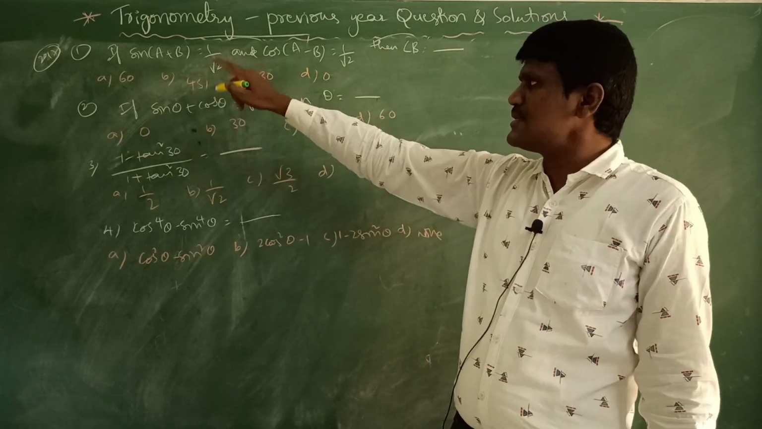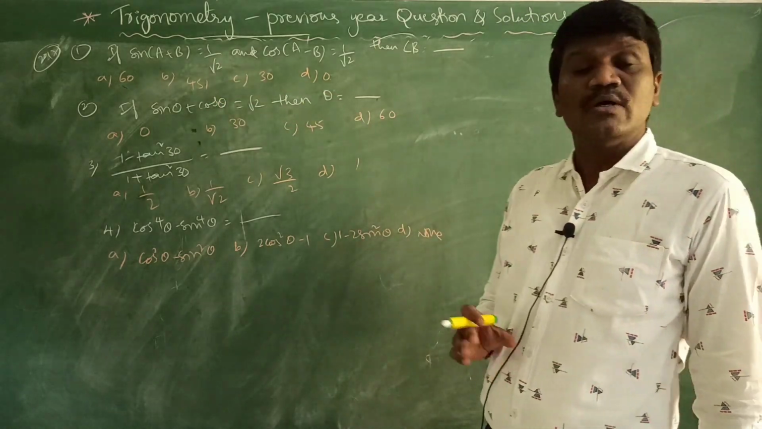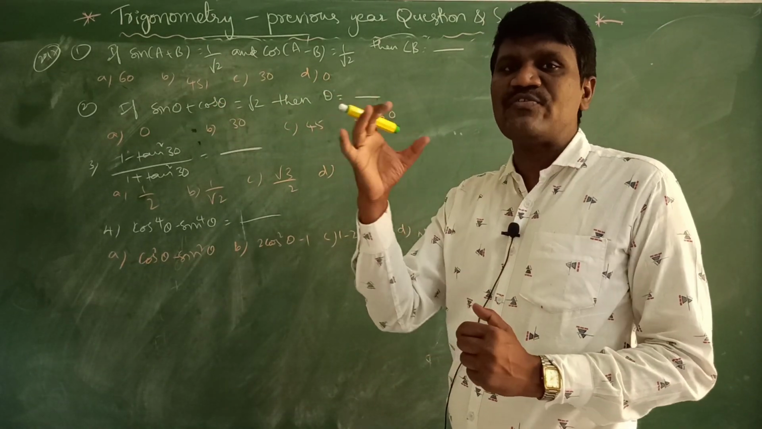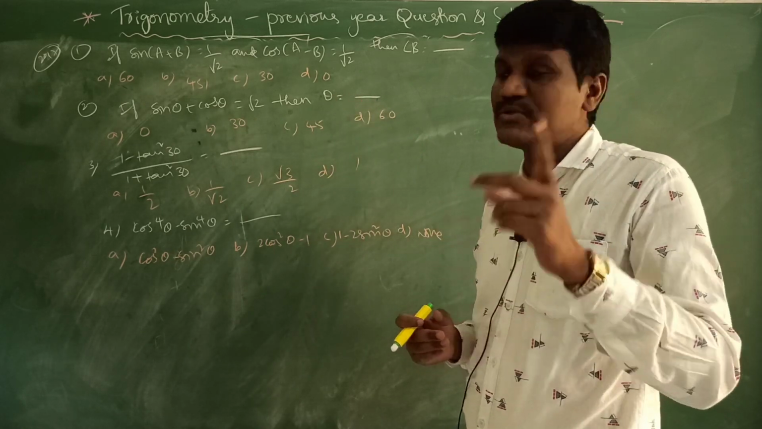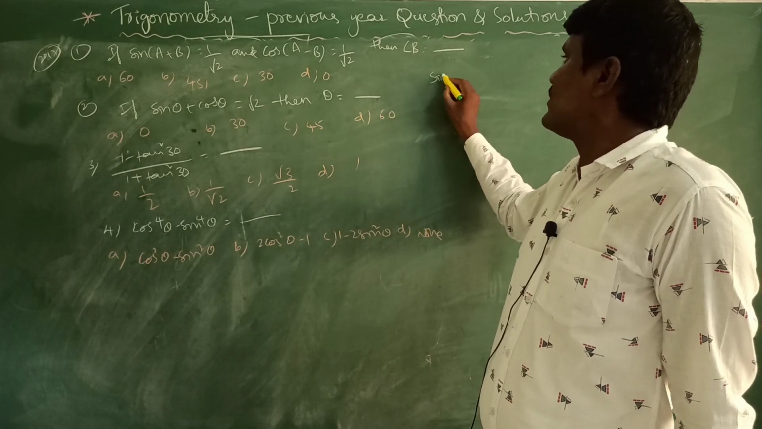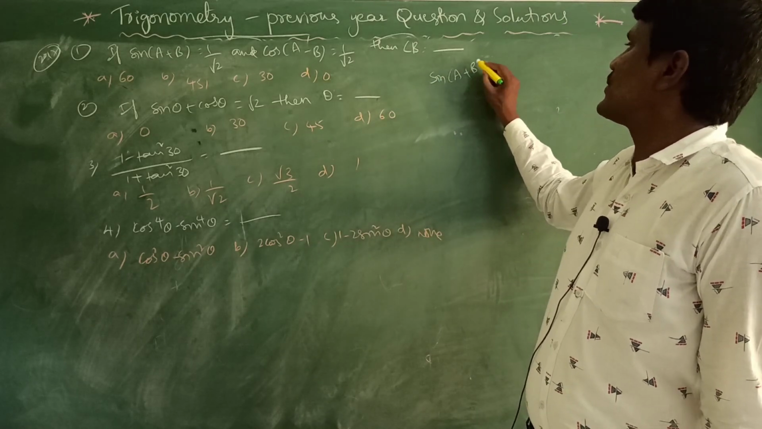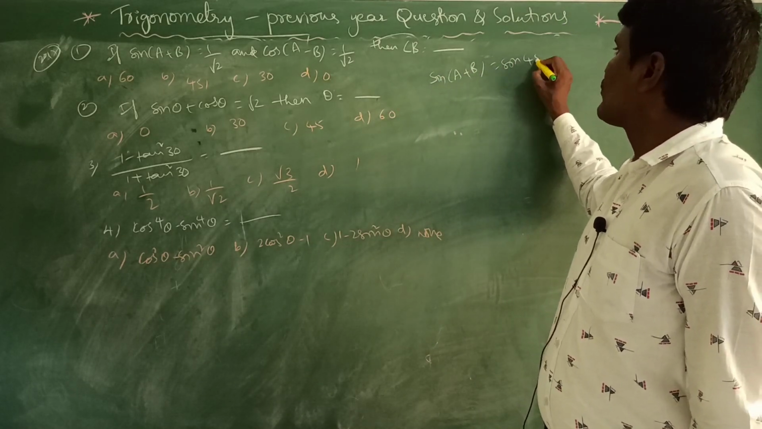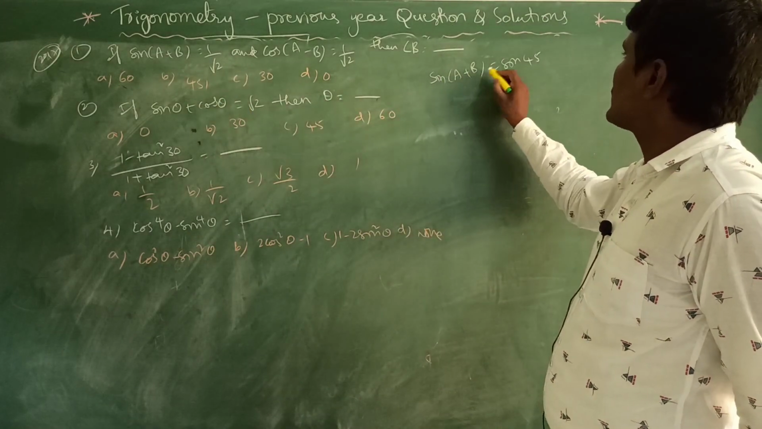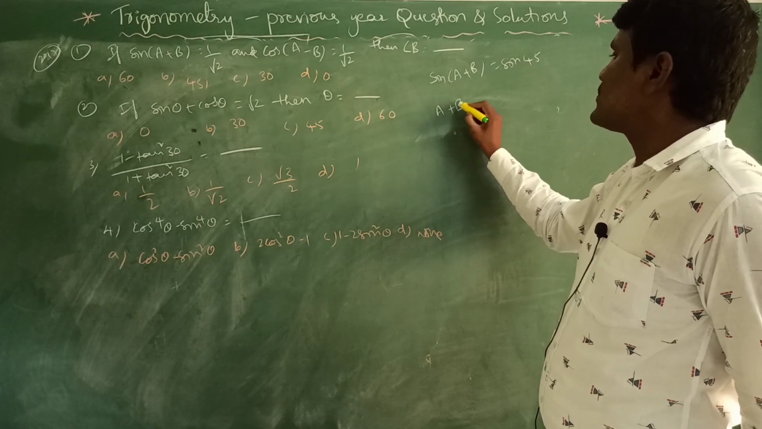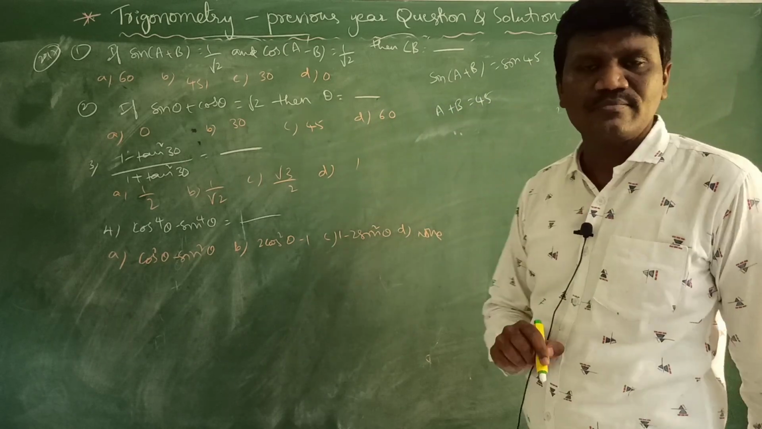Now let's see, sin(A+B) is equal to 1 by root 2. So in sine, which value is 1 by root 2? Sin 45 is 1 by root 2. So you should remember that. Solving that, sin(A+B) is equal to sin 45. 1 by root 2 is nothing but sin 45. So if sin(A+B) is equal to sin 45, A+B is equal to 45.